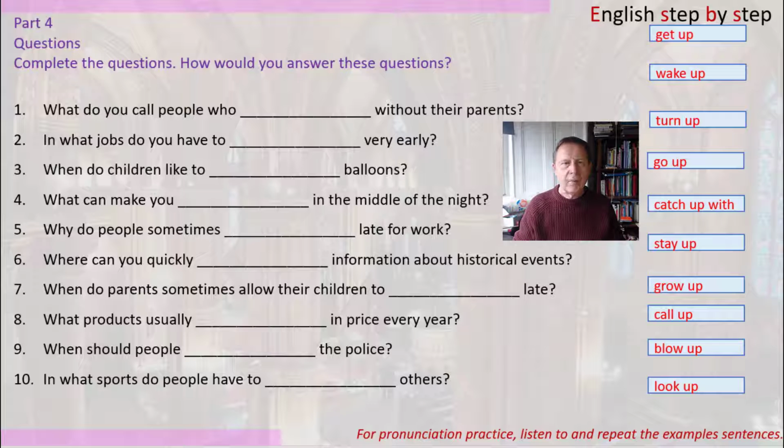I'll leave the questions up for 1 minute so you have time to write down the phrasal verbs for the numbers, and then you can also pause it if you need more time.